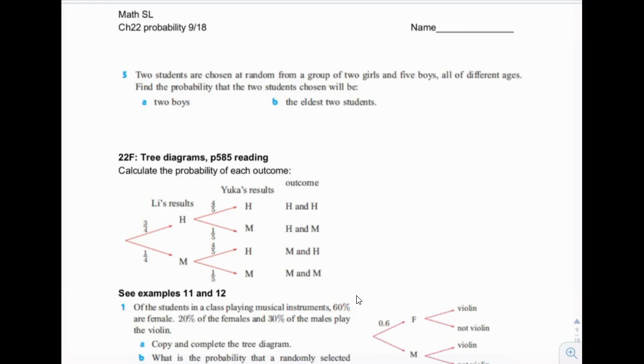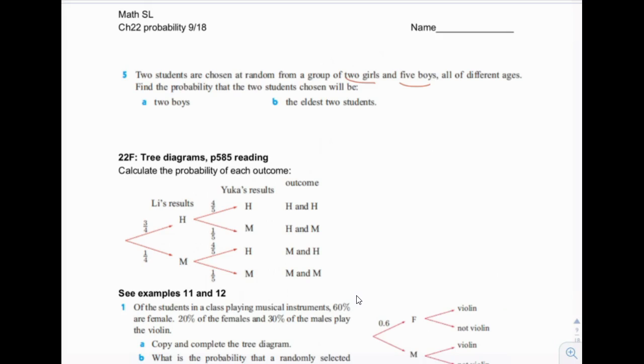Probability, page 9. Number 5. 2 students are chosen at random from a group of 2 boys and 5 girls, all of different ages. Find the probability that the 2 students chosen will be 2 boys or the eldest of 2 students. Okay, 2 students are chosen at random from a group of 2 girls and 5 boys.